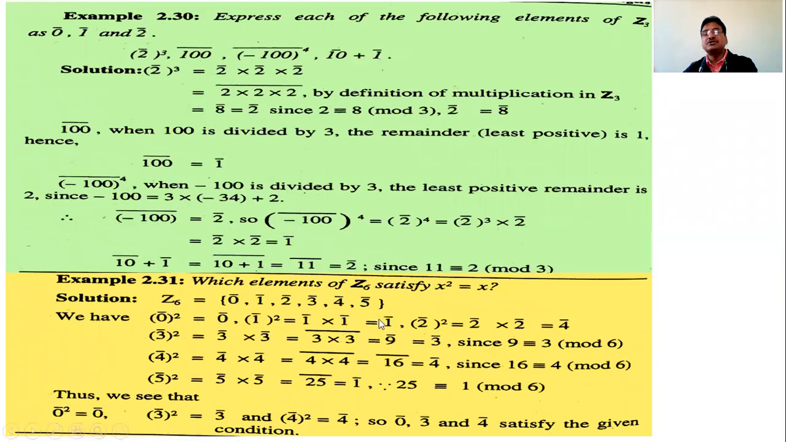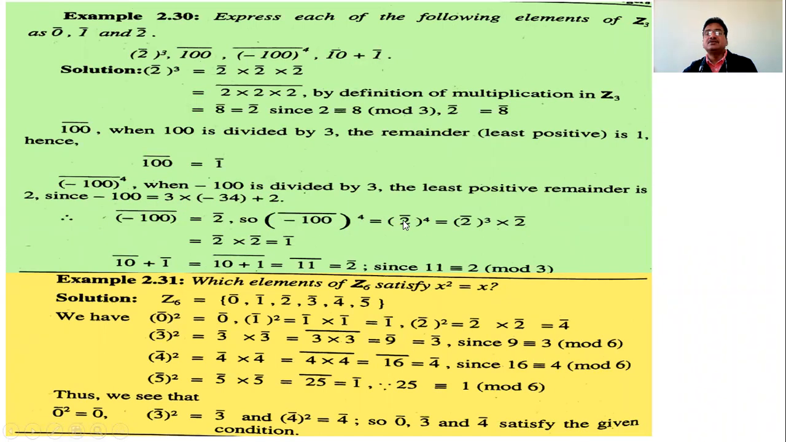So the remainder is always positive. The remainder is not negative. That is, don't write 3 into minus 33 plus minus 1, because the remainder is always positive. So minus 34 is the quotient. If you divide 100 by 3, then 33 is the quotient and 1 is the remainder. But if you divide minus 100 by 3, then minus 34 is the quotient; minus 33 is not the quotient. Because if you write minus 33, then the remainder is minus 1, and the remainder is not negative. It is always positive, and therefore write minus 100 as 3 into minus 34 as the quotient and 2 as the remainder.